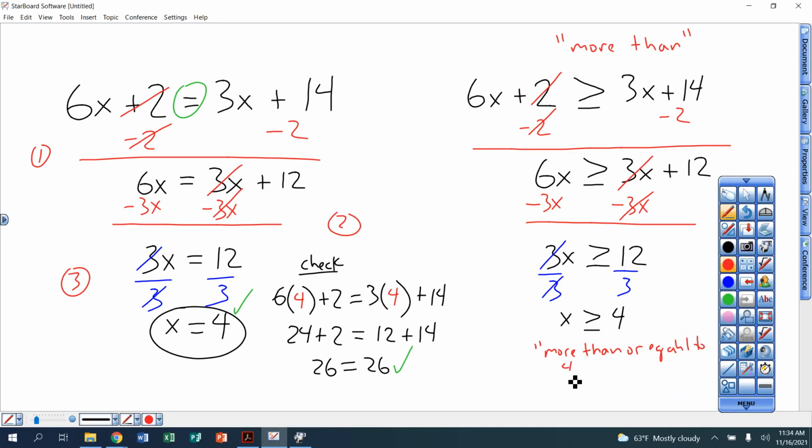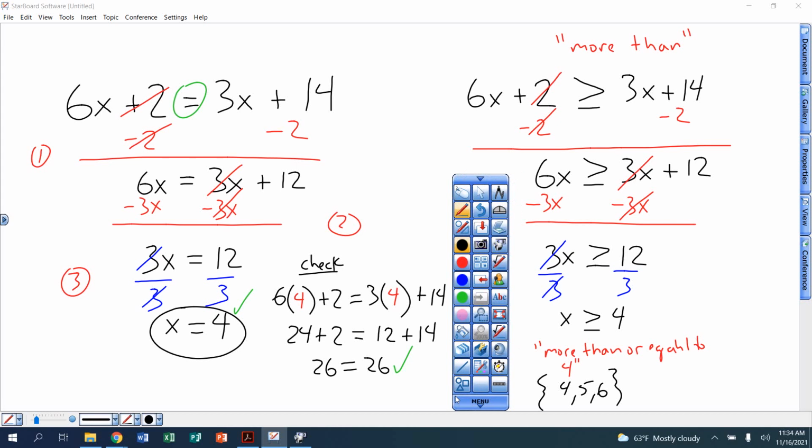And you need to be able to list 3 numbers that are indeed more than or equal to 4. So you could do 4, 5, and 6. Those all work. And when you're doing a check with one of these, you're just looking for a true statement, which means if I was to plug in my 6 right here, one of my choices, I'm not trying to get 2 equal numbers. I'm just trying to get a true mathematical statement.